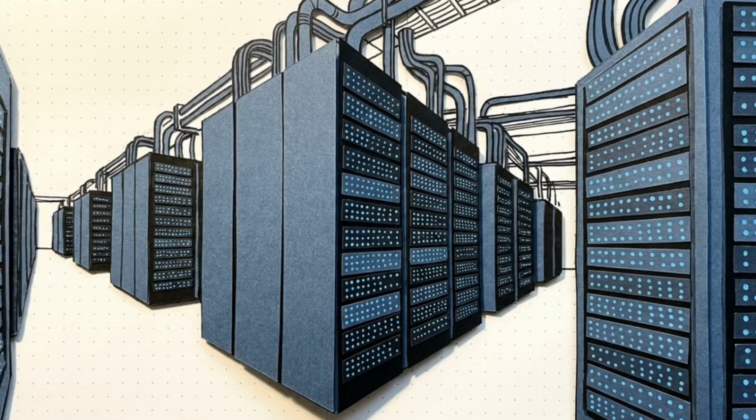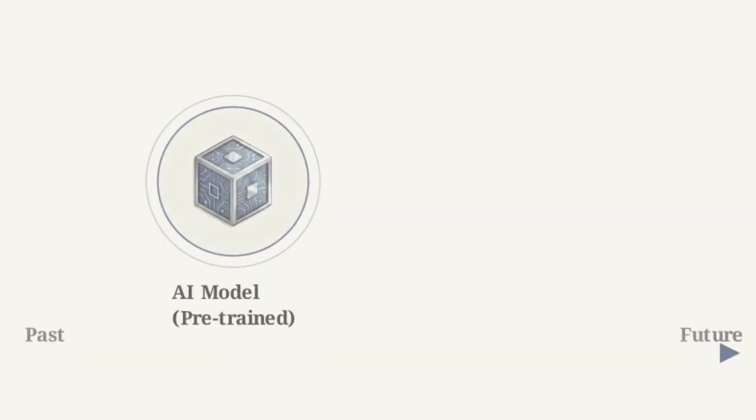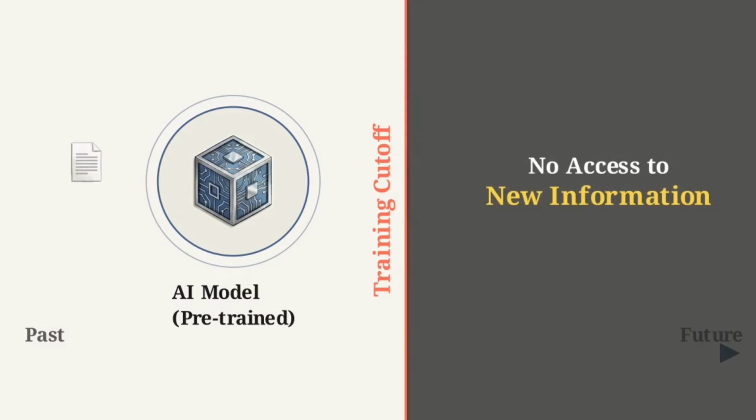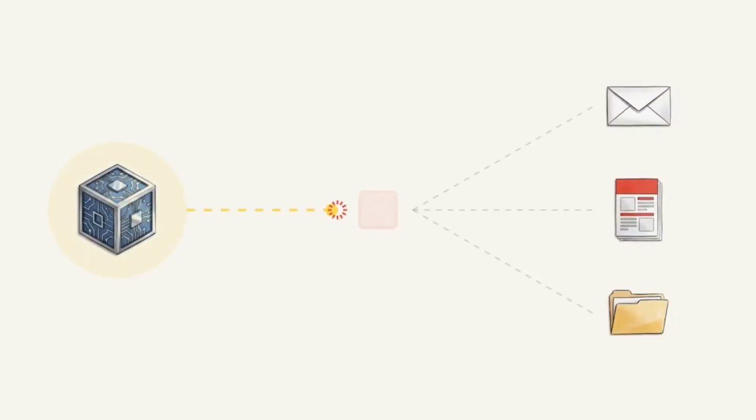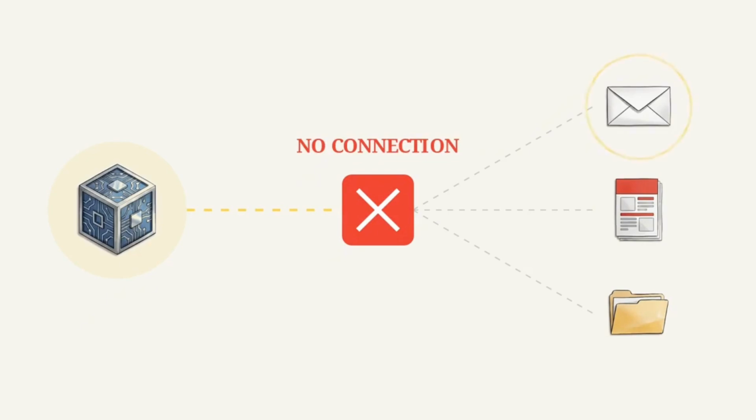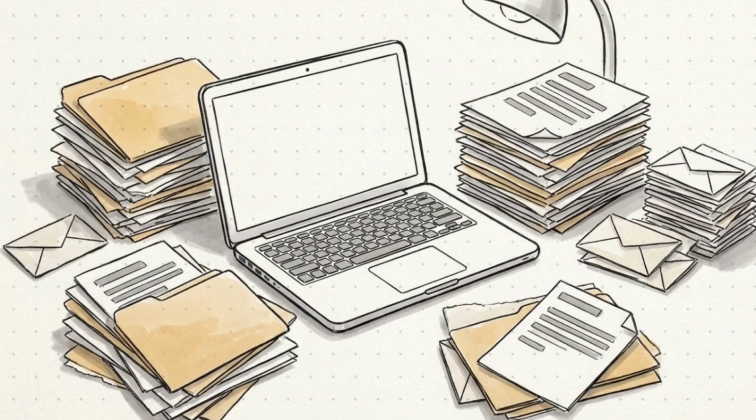These models are incredibly intelligent, but their knowledge is limited to their pre-training data, the historical information they were originally fed before they were released. So while the AI can instantly summarize a 19th century novel or explain quantum mechanics using the internet, it has no access to your immediate reality. It doesn't know what's in your private emails, your local PDF files, or your personal records. The problem isn't a lack of intelligence, it is a lack of access to your specific context.